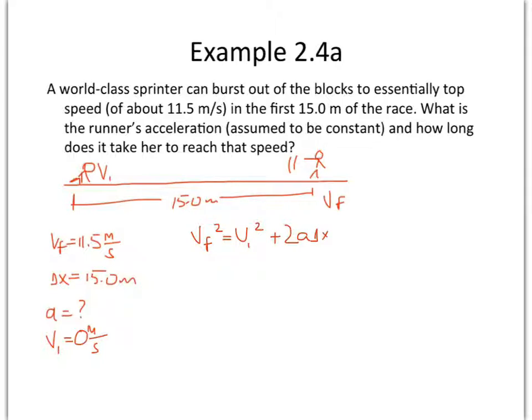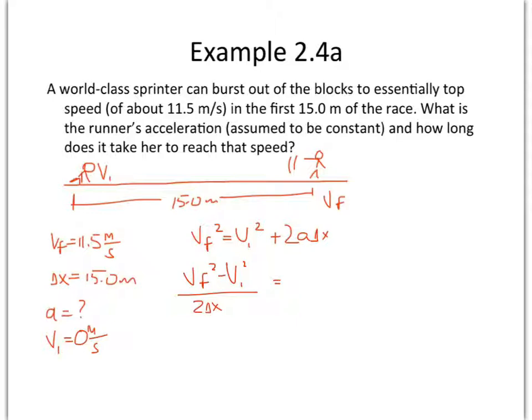Let's solve for acceleration. I'm going to add over my V initial squared, and then divide by 2 and divide by displacement. So it's going to look like this: V final squared minus V initial squared, I do that first, and then divide all that by 2 delta x.